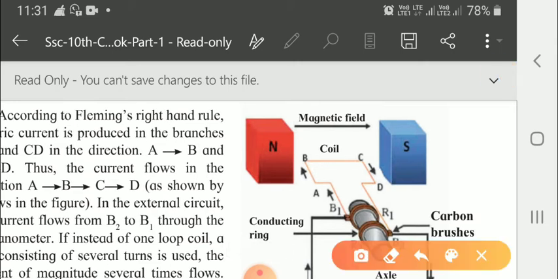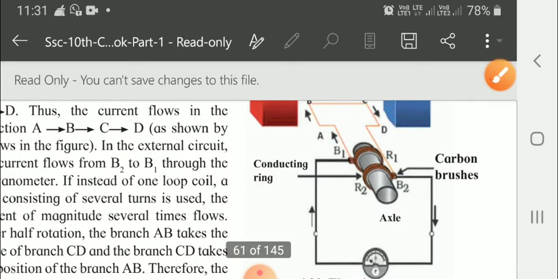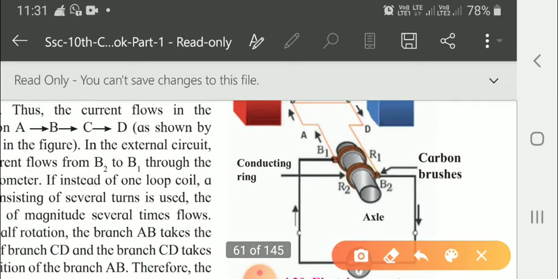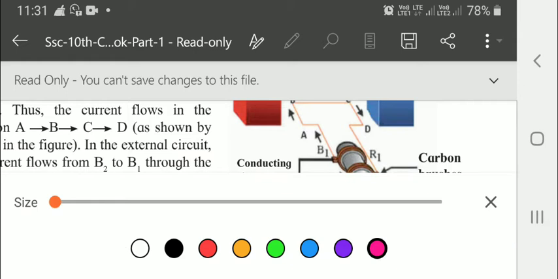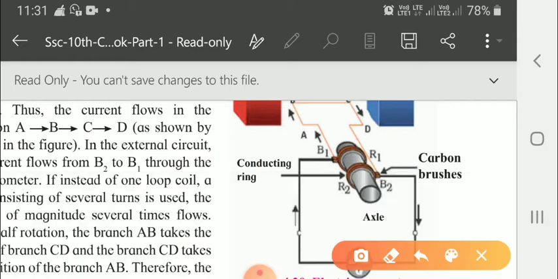Here we can see the magnetic field. These are magnets: this is North Pole and this is South Pole. And the coil is kept here. Now this is the axle. And I'll show with different color, these are the rings we can see. Now these are conducting rings R1 and R2.